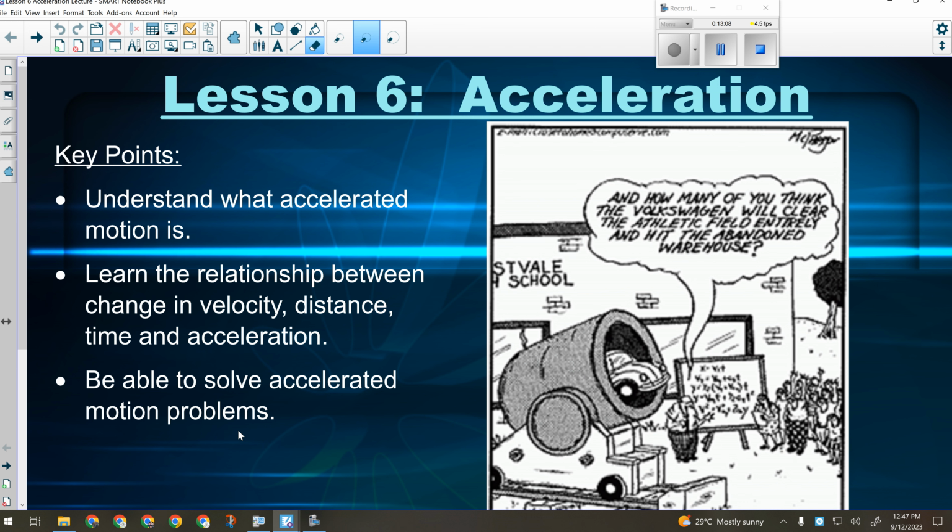We're going to look at the relationship between change in velocity, distance, time, and acceleration. That's basically how our formulas work. I'm going to refer back to velocity time graphs several times today, and we'll be able to solve accelerated motion problems with all of the formulas that we cover.